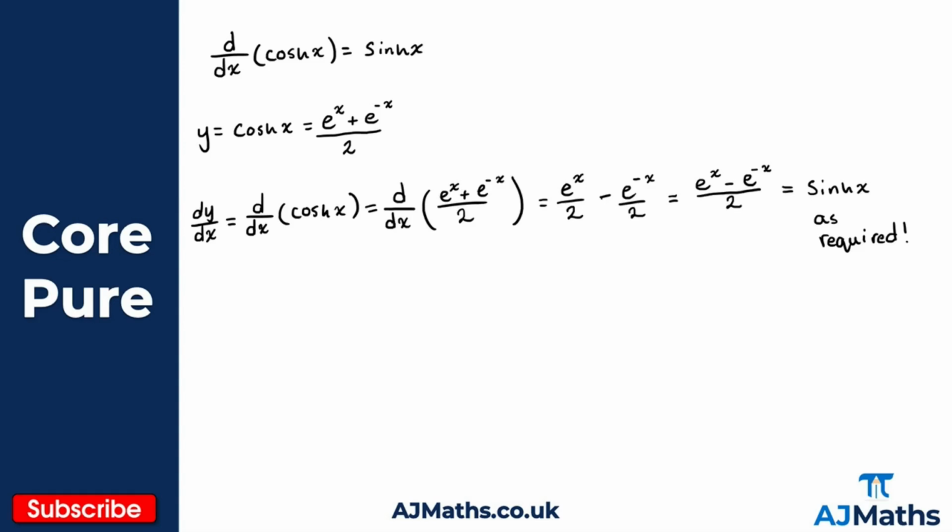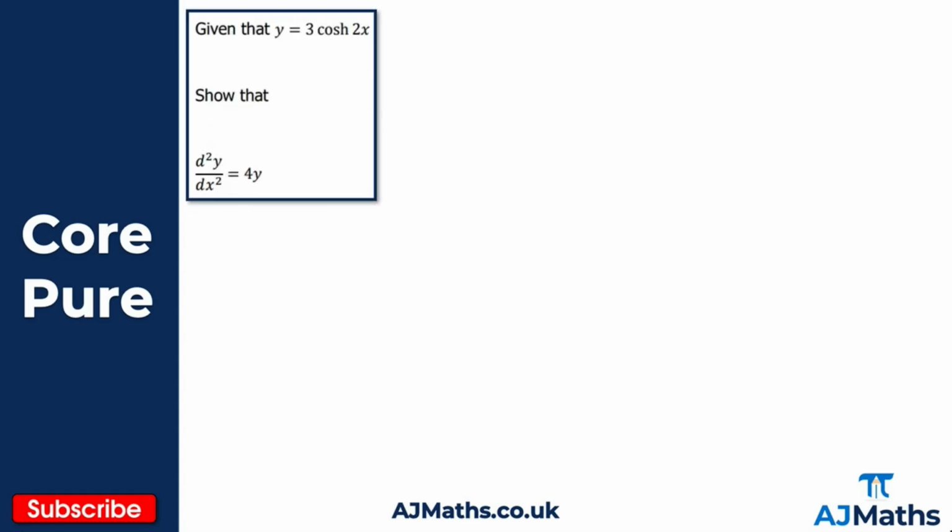So now let's take a look at a couple of practice questions for using these derivatives. Starting off with question 1 here then, we've been given that y is equal to 3 cosh 2x, and we're asked to show that the second derivative of y with respect to x is equal to 4y. So to begin with here, it makes sense to just find the first derivative. That's going to be dy by dx.